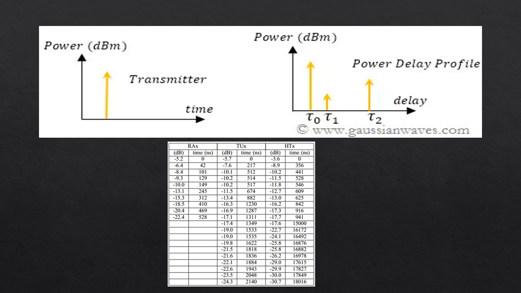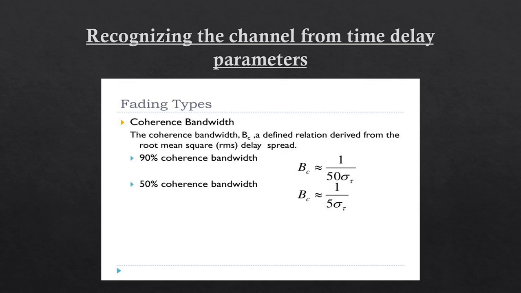So, recognizing the channel from time delay parameters. Parameters such as RMS delay spread, as shown down below, have two different formulas, one for 90% coherence bandwidth and one for 50% coherence bandwidth. These help in calculating the coherence bandwidth, and once the coherence bandwidth is calculated, we can simply compare it with the signal bandwidth and make a decision on the channel.